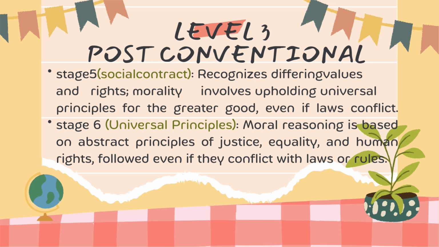In stage 6, or the universal principle, moral thinking becomes even deeper. Here, a person follows strong personal principles like justice, equality, and respect for human rights. These principles guide their actions, even if it means disobeying laws. For example, long ago, there were laws that allowed unfair treatment of certain groups of people. A person in stage 6 would refuse to support these laws because they believe that everyone deserves equal respect and rights. They would stand up and say, even if the law says this is okay, it is still wrong and I will not agree with that.